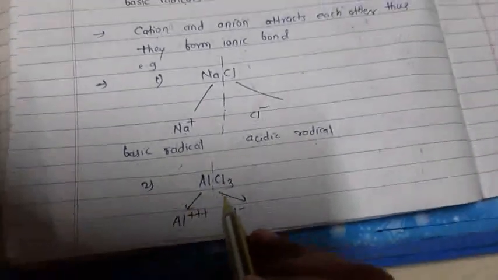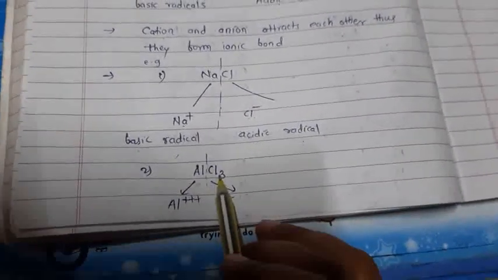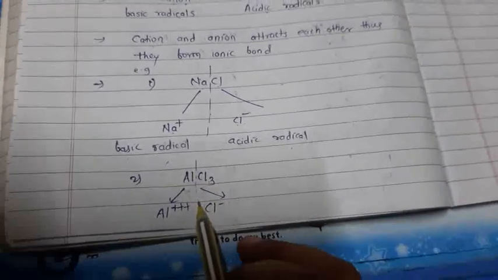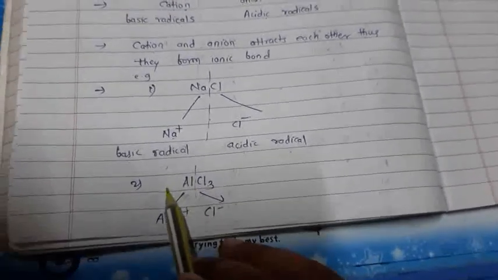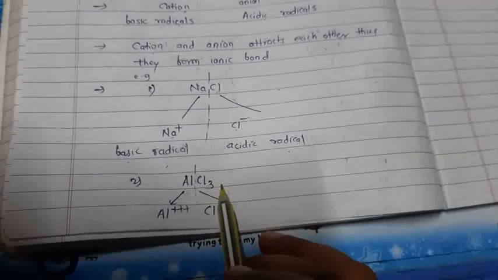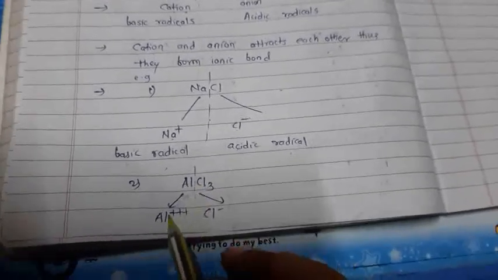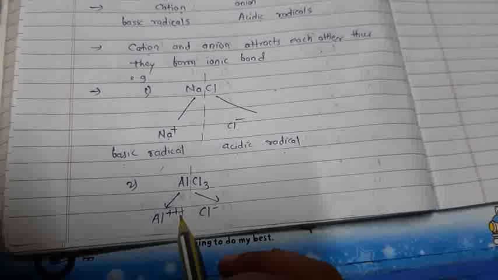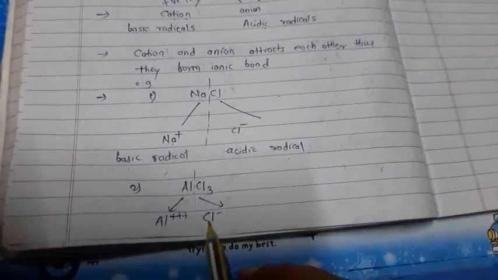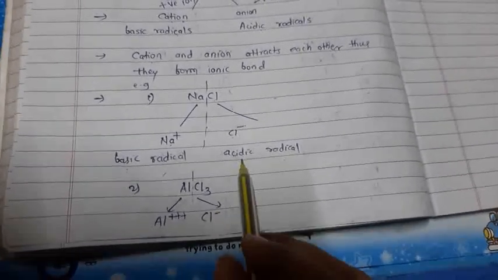Again, next example, consider AlCl3. This also we can divide into two parts. First will be aluminium and second part will be of chlorine. So aluminium ion, that is Al3 plus, is known as basic radical and Cl minus is known as acidic radical.